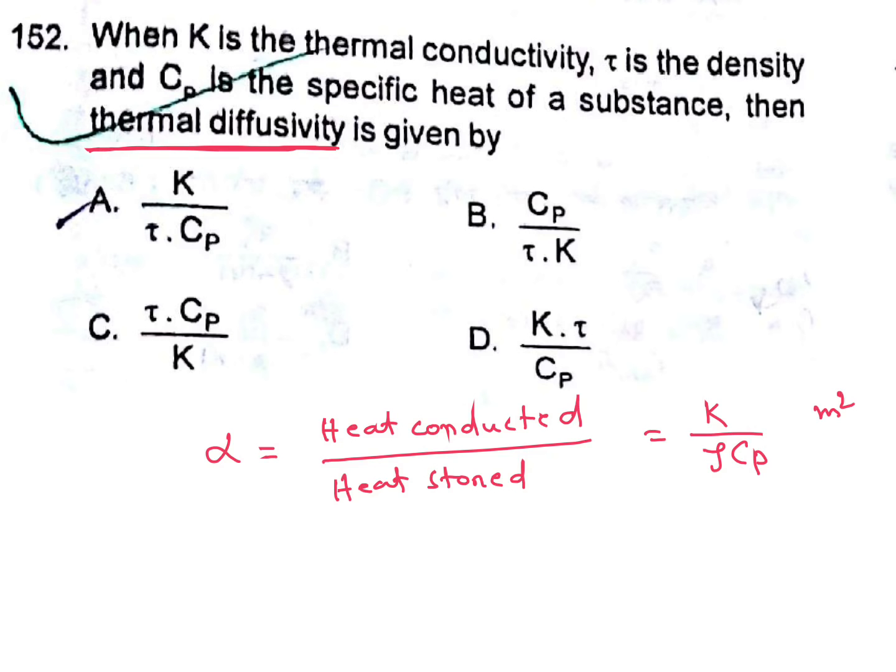Unit is also important: meter square per second. They may ask the dimension, so remember the unit also. Sometimes problems are also based on this formula. Here they took tau for rho in this question, so K by tau Cp. A is the answer.